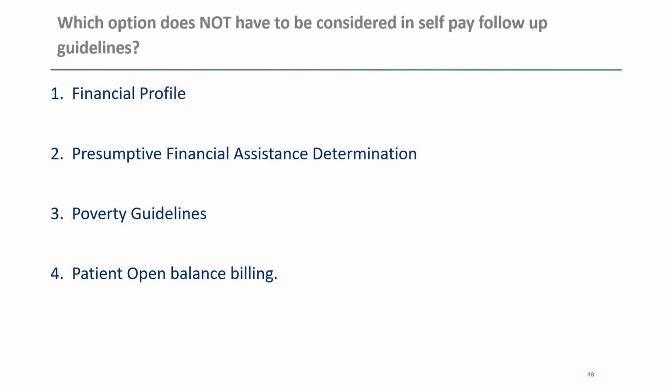Good job. Another question. Which option does not have to be considered in self-pay follow-up guidelines? Financial profile, presumptive financial assistance determination, poverty guidelines, or patient open balance billing? Number 4. This option is not a factor for self-pay follow-up and account resolution, but when the open balance shifts to the patient, then processing is continued according to the patient liability and follow-up guidelines.